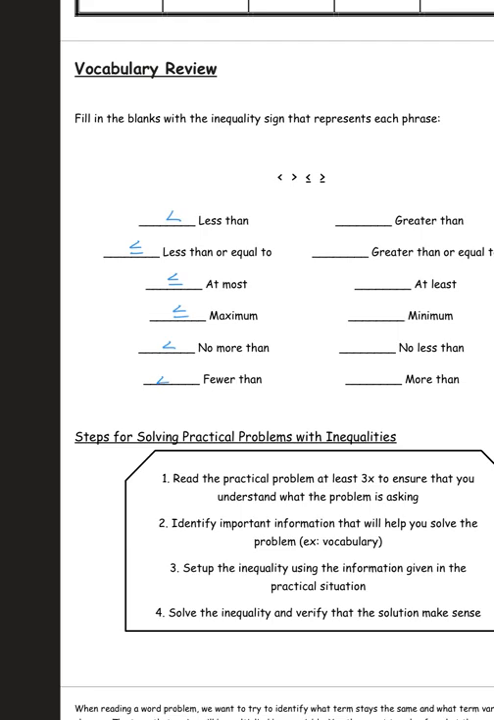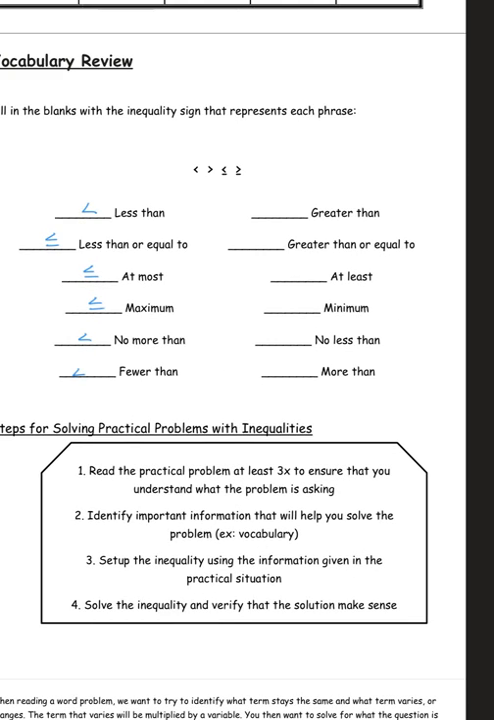All right, so let's take a look at the other side. So I have greater than, so we have our greater than symbol. Then we have greater than or equal to. We have at least, which is greater than or equal to. Minimum, which is greater than or equal to. No less than, which is strictly greater. And more than, which is strictly greater. All right, so those are the keywords that you're going to see throughout word problems as you work with inequalities.